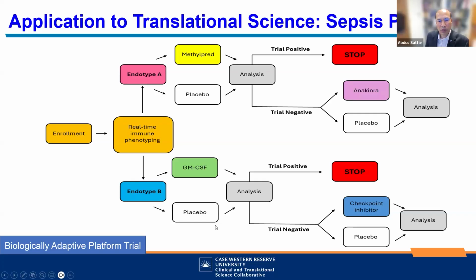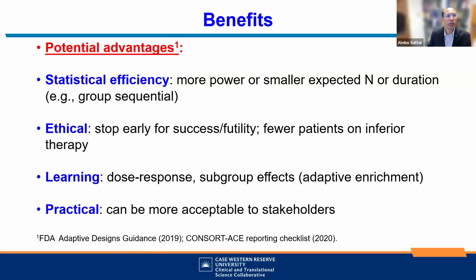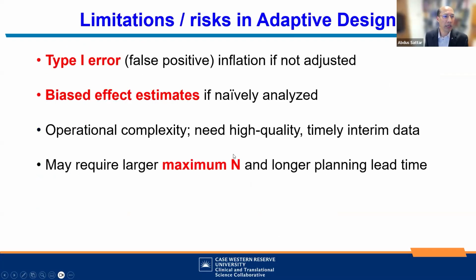Next I'll talk about more benefits of this adaptive platform trial. Statistical efficiency: more power or smaller N expected. Ethical matters: we can stop early for success or futility. Learning subgroup effects, where adaptive enrichment can be done in adaptive design. And a practical aspect: it can be more acceptable to stakeholders. So these are potential advantages of conducting an adaptive clinical trial design.